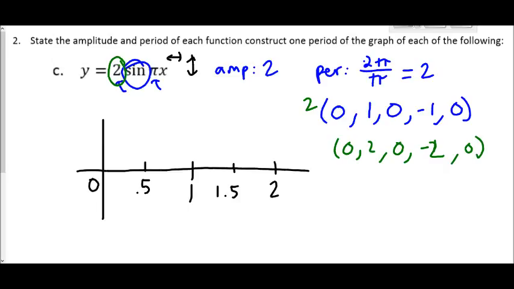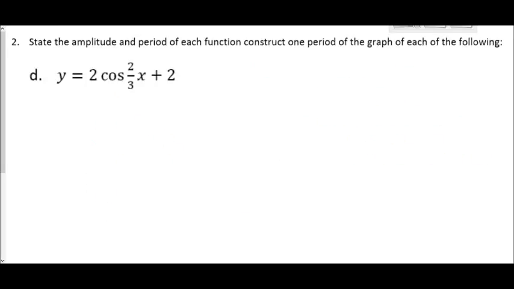So we graph those. At 0, we'll have 0. At 0.5, we will have 2. At 1, we will have 0. At 1.5, we'll have -2. And at 2, we will again have 0. And so we connect those dots. It's a nice little sine curve for you there, and there's our graph. Okay, so let's go ahead and look at 2d as well.